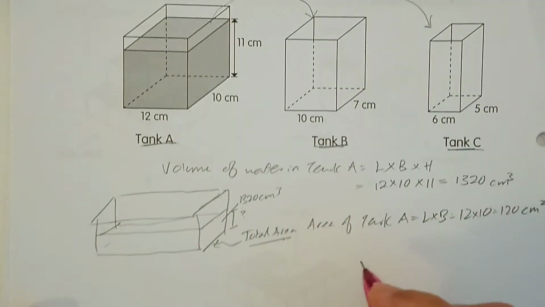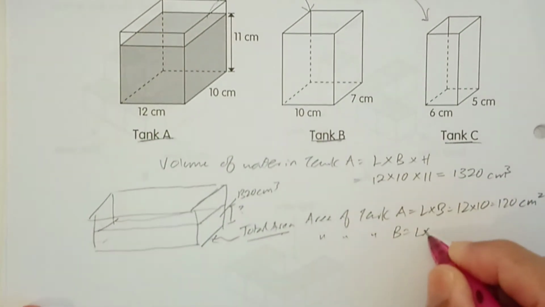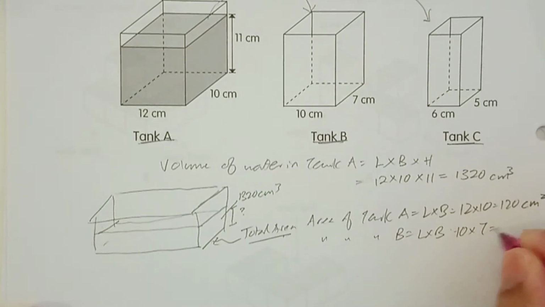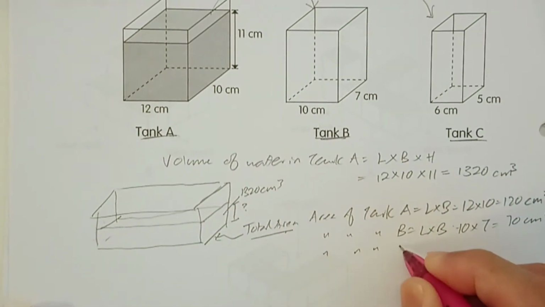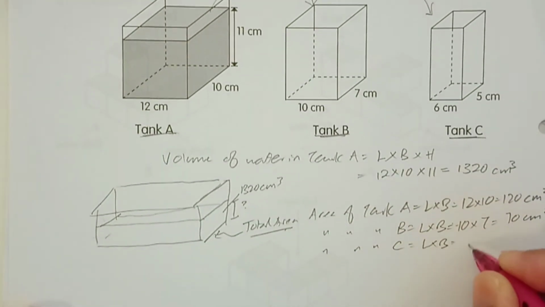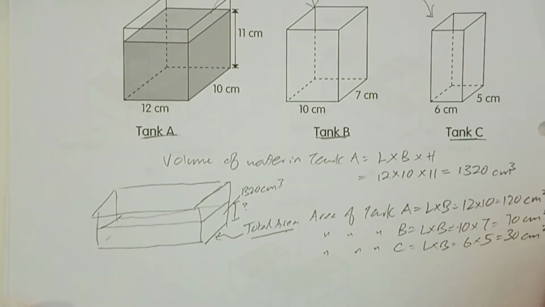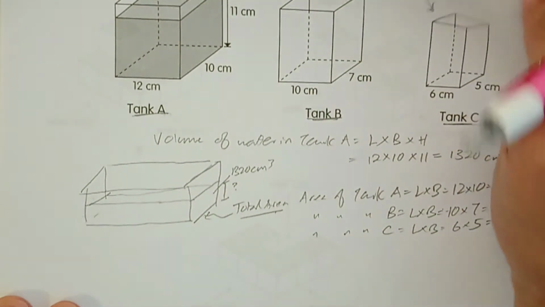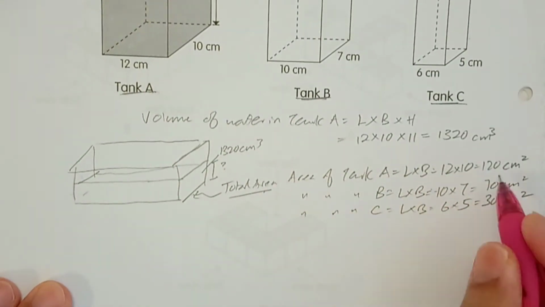Then the area of tank B is also length times breadth, which is 10 times 7 equals 70 square centimeters, and the area of tank C would be length times breadth also, which is 6 times 5 equals 30 square centimeters. So this giant tank would be the addition of all these areas, simply the addition of the three tanks together.